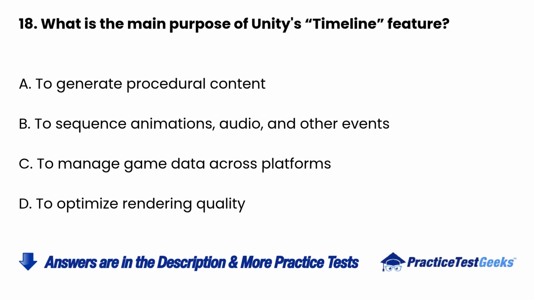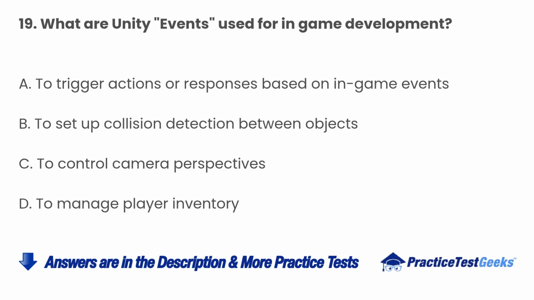18. What is the main purpose of Unity's timeline feature? A. To generate procedural content. B. To sequence animations, audio, and other events. C. To manage game data across platforms. D. To optimize rendering quality.